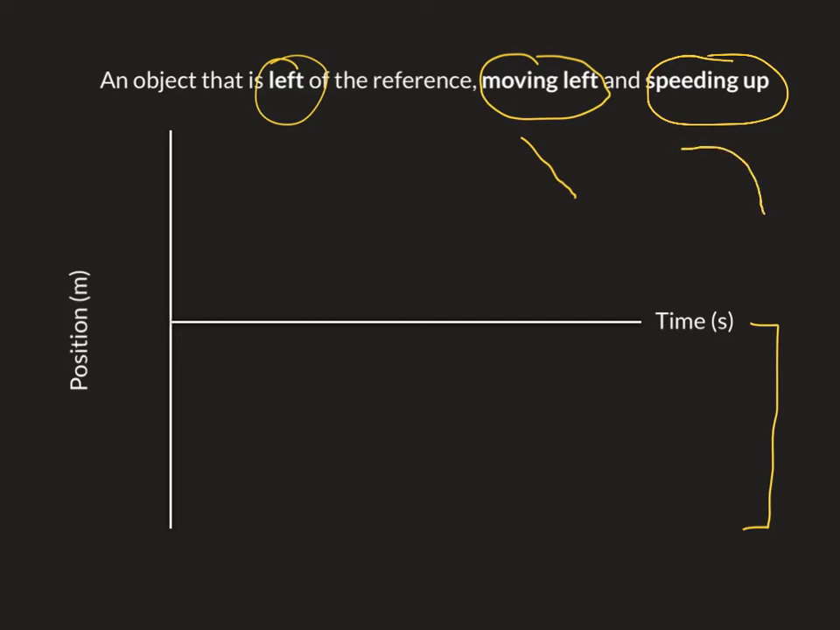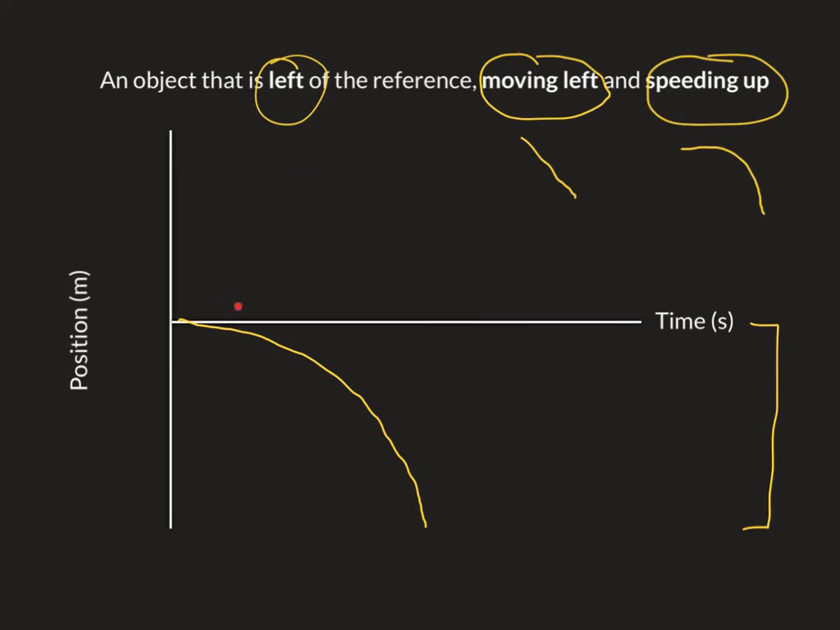So when I graph this, my final graph is going to look something like this. Actually, I'll draw it first and I'll talk about it. Here's my final graph for this object. And let's talk about how it meets all these characteristics. It's to the left of the reference, perfect, I put it down here, okay? Had it been to the right, I would have put it up here.